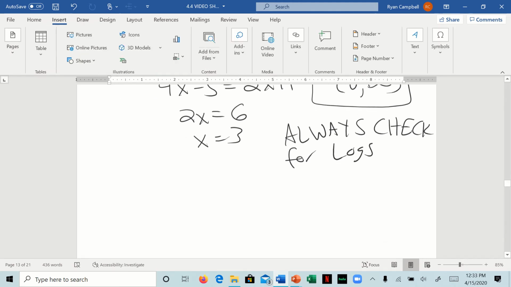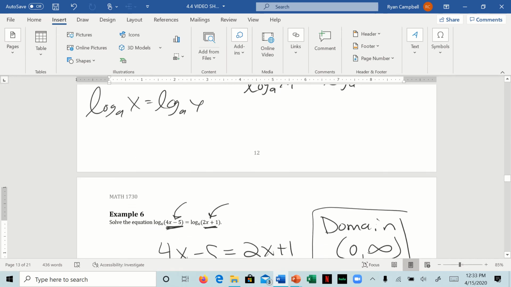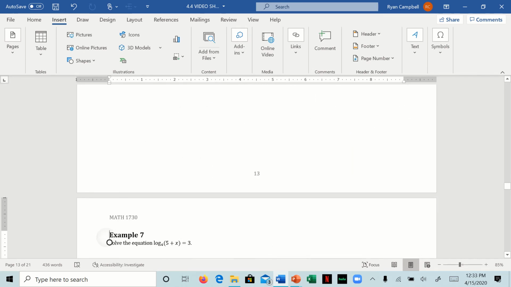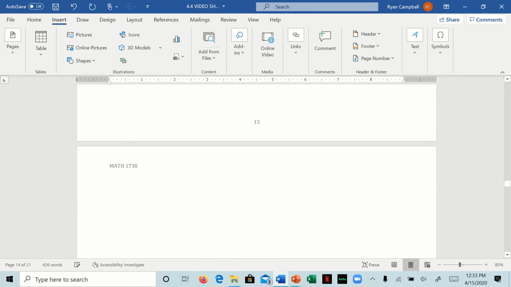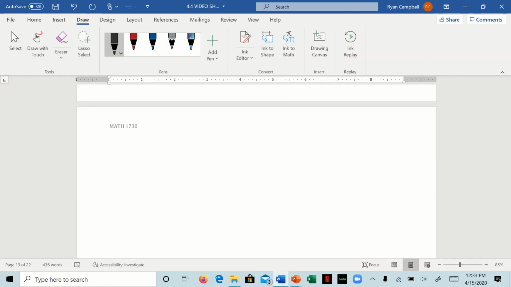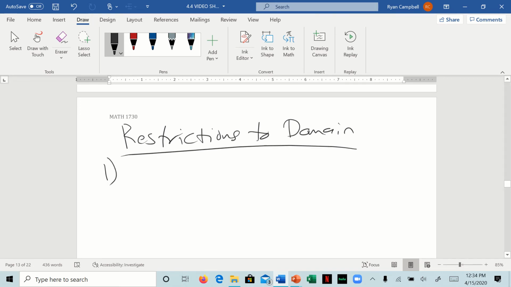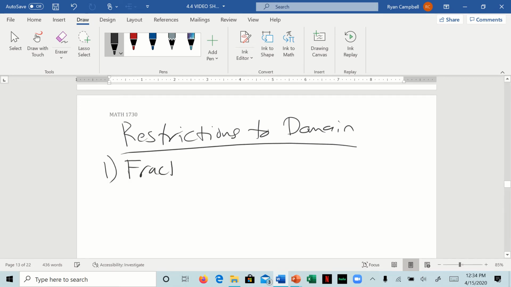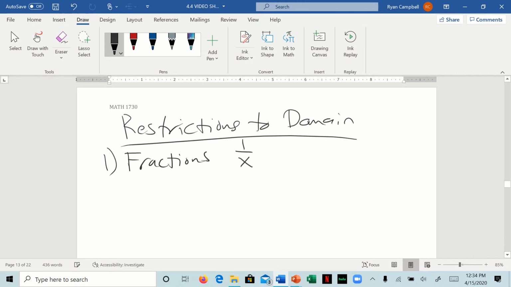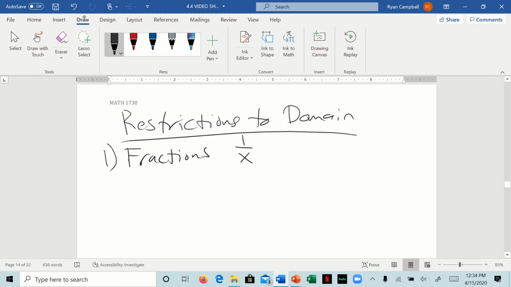right? So let's just do a quick reminder list of, and then we'll go back and we'll actually check. So let's do a quick reminder list of all the restrictions to our domain. Right, we've talked about a couple. So hopefully you remember the first one we talked about were fractions. Right, when we have a 1 over x scenario, we're gonna have a restriction to the domain, so we gotta check ourselves if we're doing these kinds of problems.